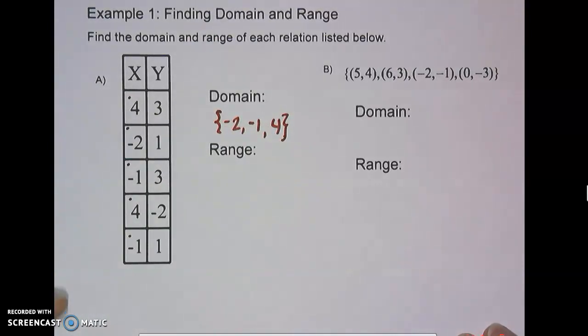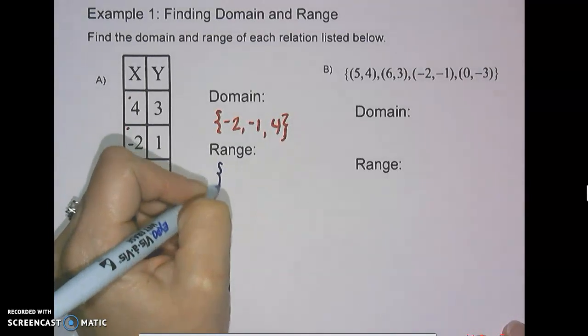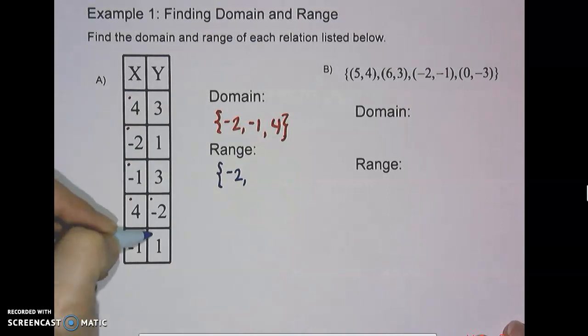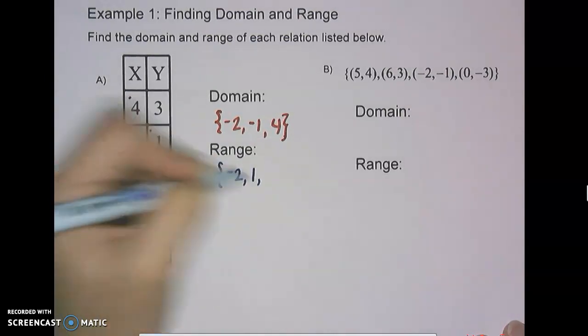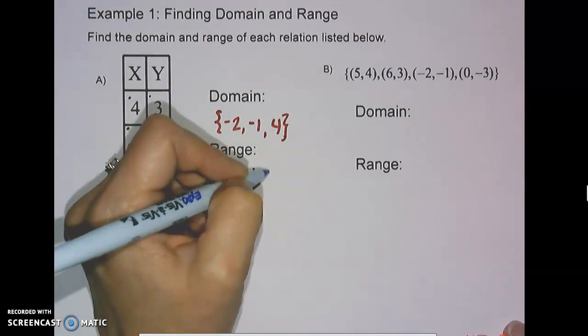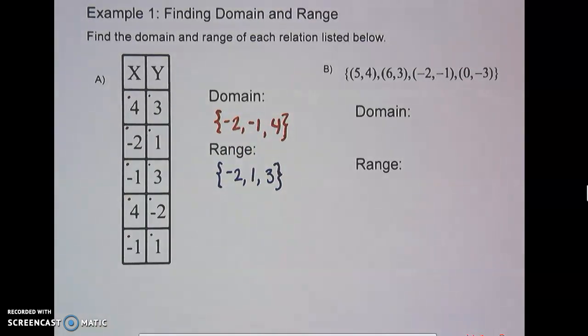So we're ready to move on to range. And range is just going to be the other coordinate, the y coordinates, again listed in order from least to greatest in fancy brackets. So -2 is the smallest. The next smallest number would be a +1. Even though it happens twice, we only list it once. And +3, again, happens twice, but we only write once. So that's what you do if it's in a table. The x's on the left side are going to be your domain. The y's on the right side are going to be your range.